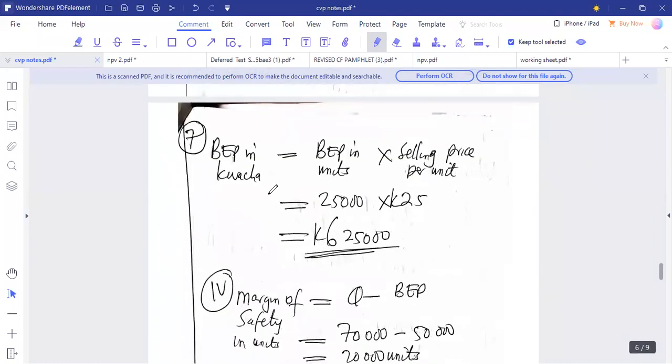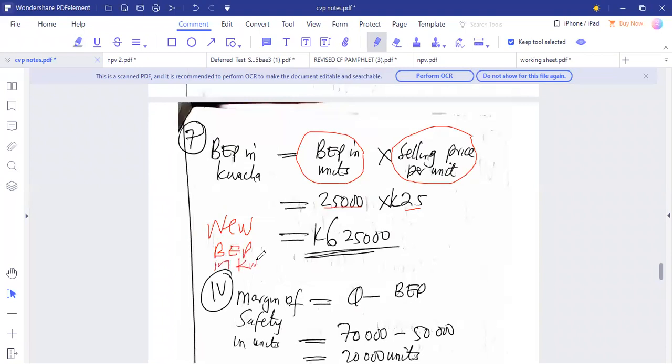And the break-even point in kwacha will be the break-even point in units, which is 25,000, multiplied by the selling price per unit of 25 kwacha. So this is giving us 625,000. That is the new break-even point in kwacha. So this is the new BEP in kwacha. So this is what is going on here.